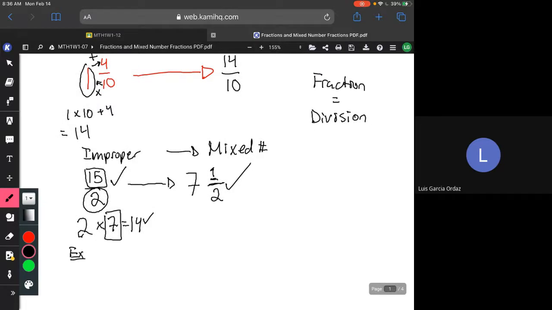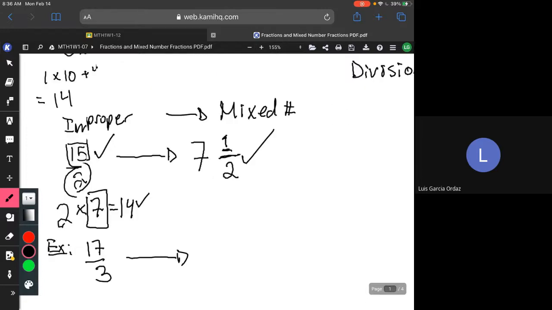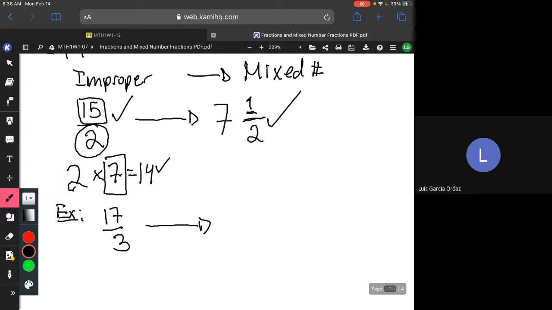So I'm going to have you go from improper to mixed. Let's do 17 over 3, and I want you to change that into a mixed number. You have the answer already? Yes. Okay, give everyone else a couple of seconds. You have the answer in? Okay, hold on.